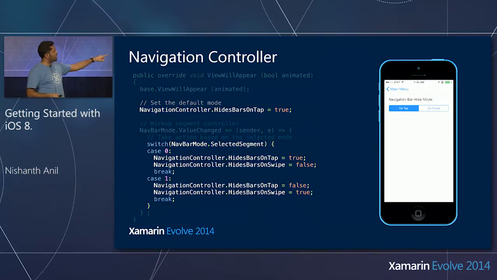And you have hidesBarsOnSwipe. Now, if you had to do that using a gesture, you had to add a gesture recognizer and all those things. Now, that's all gone. It's pretty much a simple property that you're going to set. And then you can see that there's a small video that's going to come up. Yeah, that's how the bar goes away as you swipe it.